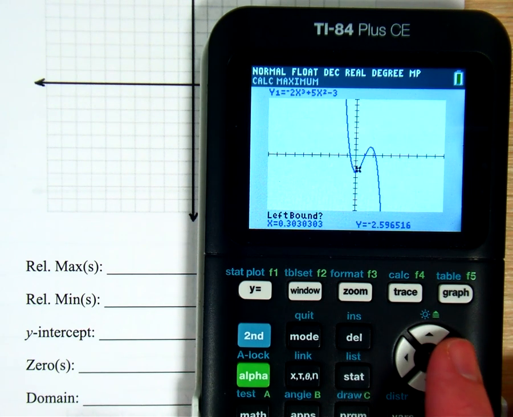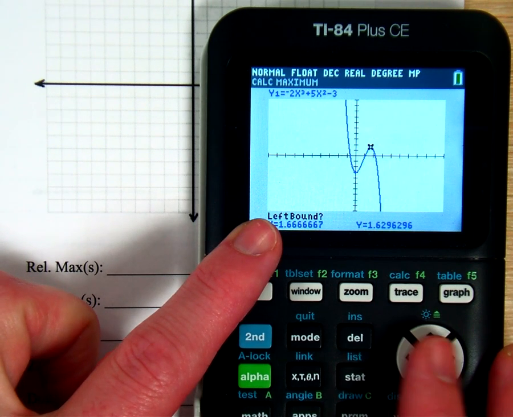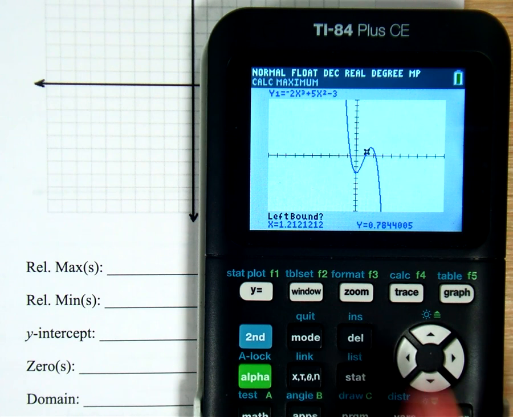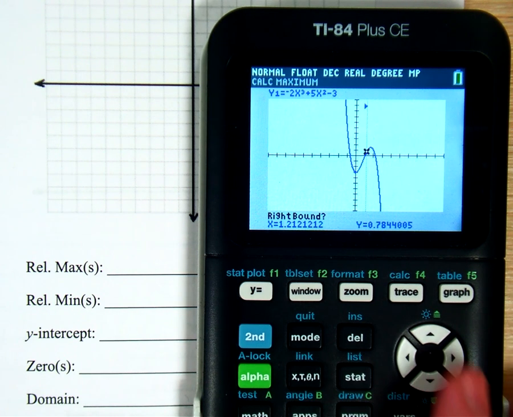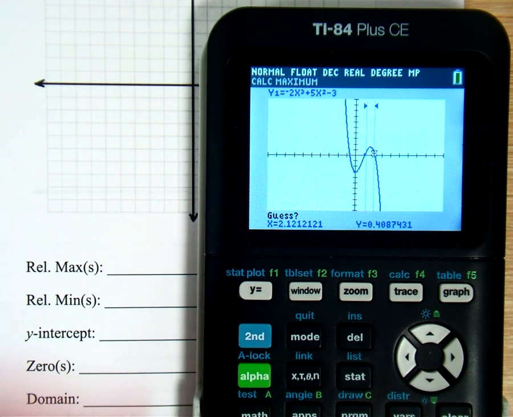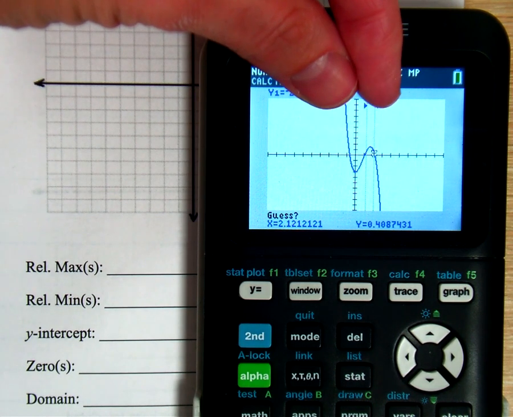Okay, we're going to scoot our little cursor up to the top of the hill. We got left bound and right bound. Always starts with left bound first. So get up to the top of the hill and we're going to hit left like 3 times. Left, left, left, and hit enter. Back up to the top of the hill. Now right bound 3 times. Right, right, right. Enter. And you can see that we're kind of like fencing that in.